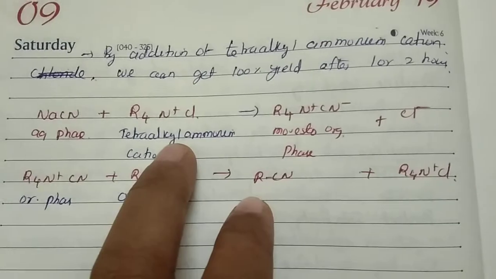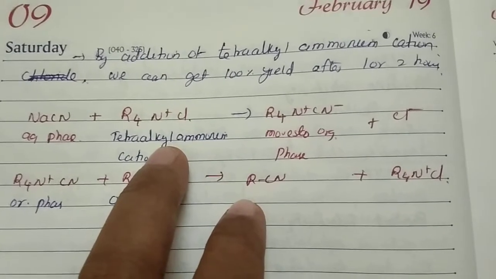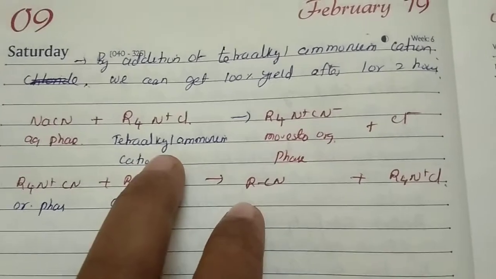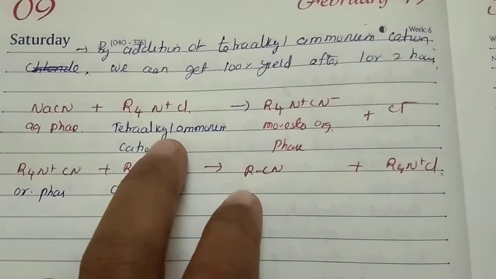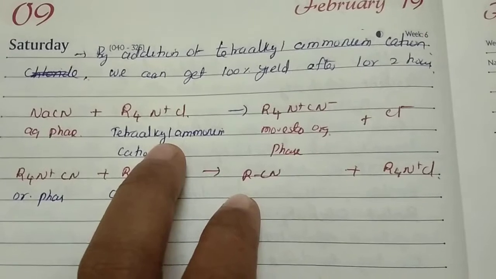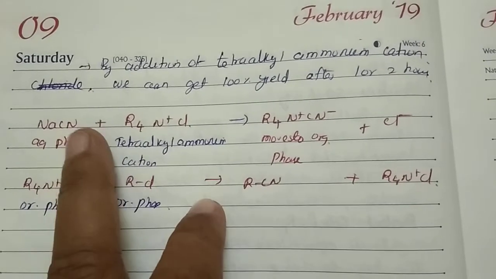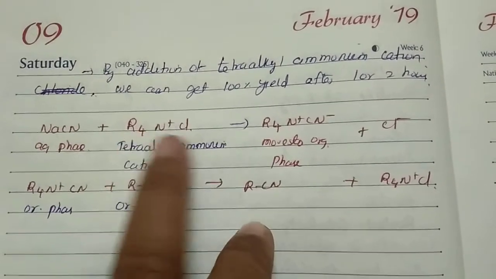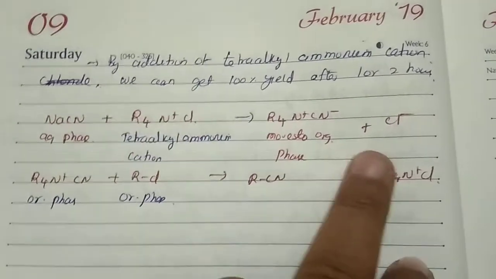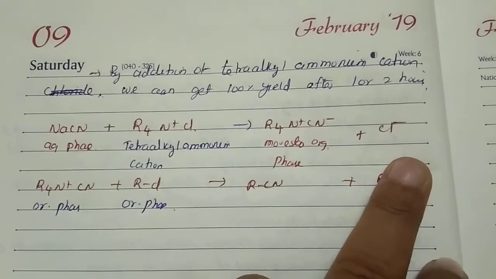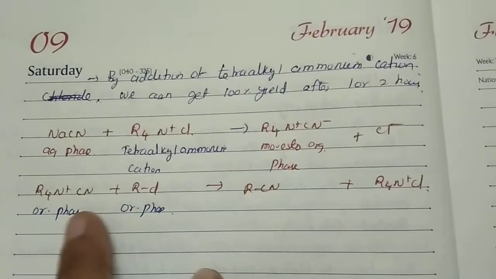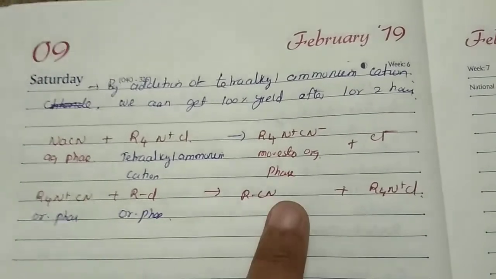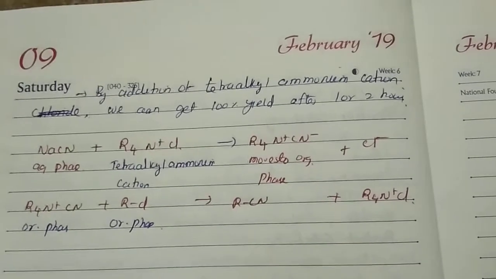This tetra-alkyl ammonium cation is a phase transfer catalyst. It has a hydrophilic and a hydrophobic part. In the aqueous phase, NaCN plus R4N+Cl- forms R4N+CN- and Cl-. This R4N+CN- moves into the organic phase and reacts with RCl. It forms the product RCN plus R4N+Cl-.